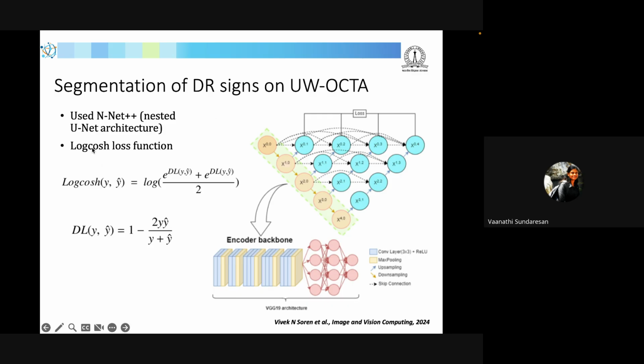So we use the log cosh function here, which involves a dice loss function. DL stands for dice, which is the overlap between the actual lesion and the predicted lesion. Our aim here is to maximize this overlap and minimize any false predictions, so we add that in the loss function. Our idea is to reduce the loss overall, so we put the DL in the log, so that the lower the value, the better the segmentation.